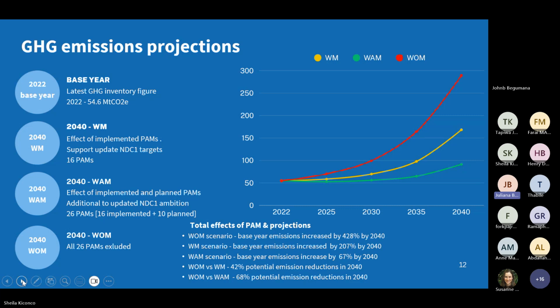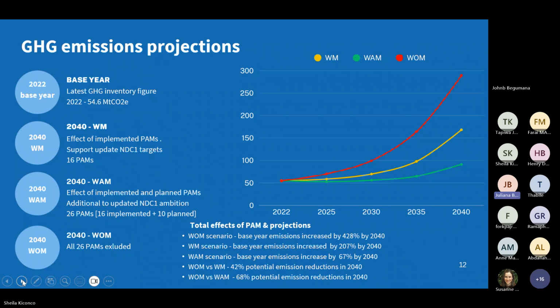And then when there is with measure scenario, the base year emissions will be increased by 207% by 2040. And then with additional measure scenario, the base year emissions would increase by 67% by 2040. And then we also compared the without measure and then with measure. And then when we did that comparison, we realized that we had 42% potential emission reductions by 2040.